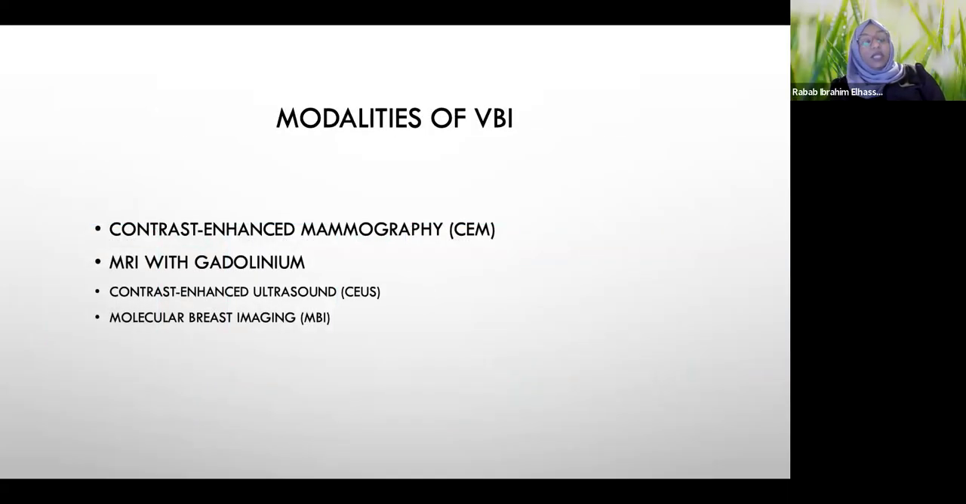Modalities that utilize this property in the tumor include contrast enhanced mammography and MRI, of course, with gadolinium-based contrast. There are two other modalities that are not routinely used but potentially might be used in the future: contrast enhanced ultrasound and molecular breast imaging, which is part of nuclear medicine. But of course, in routine, conventional breast units, the last two modalities are not routinely used.